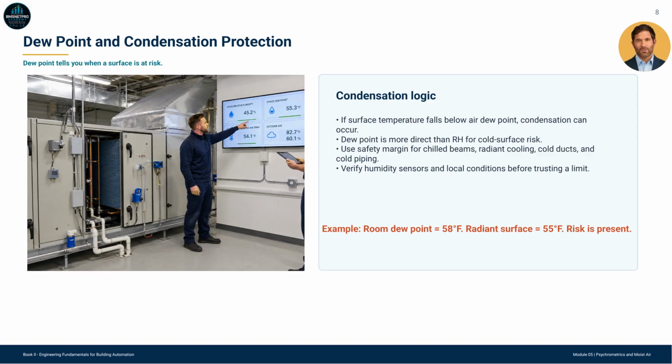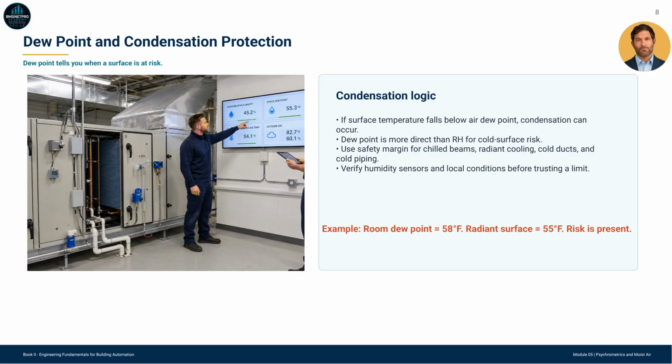Dew point is one of the most practical values in building automation. It tells us when condensation can begin. If the surface temperature of a pipe, duct, chilled beam, or radiant panel falls below the air dew point, moisture can condense on that surface. For example, if room dew point is 58 degrees and a radiant surface is 55 degrees, the surface is below dew point. That is a risk condition.